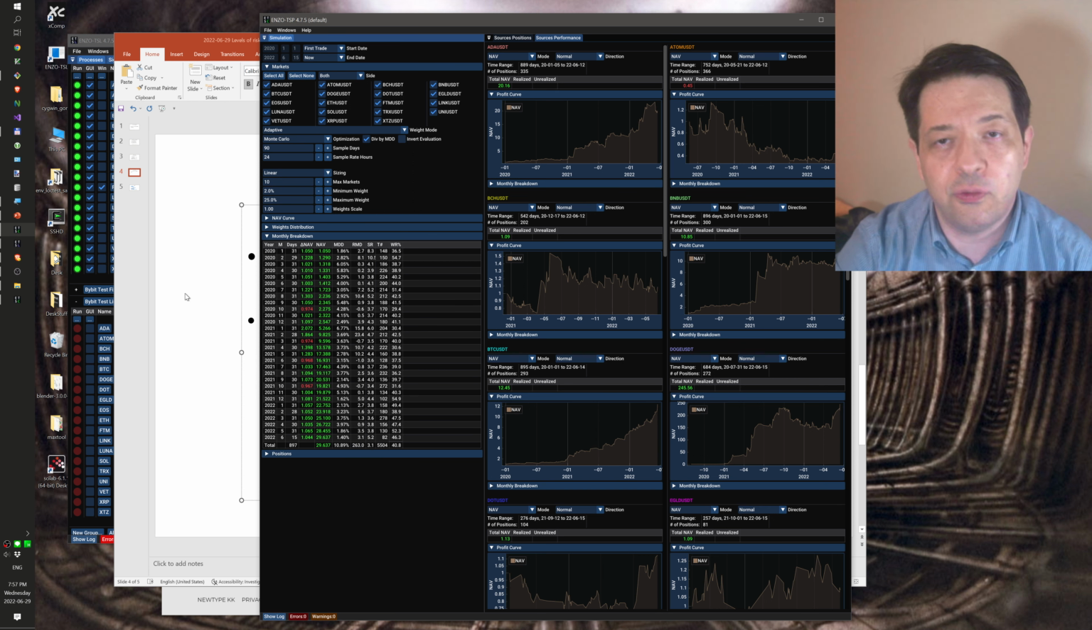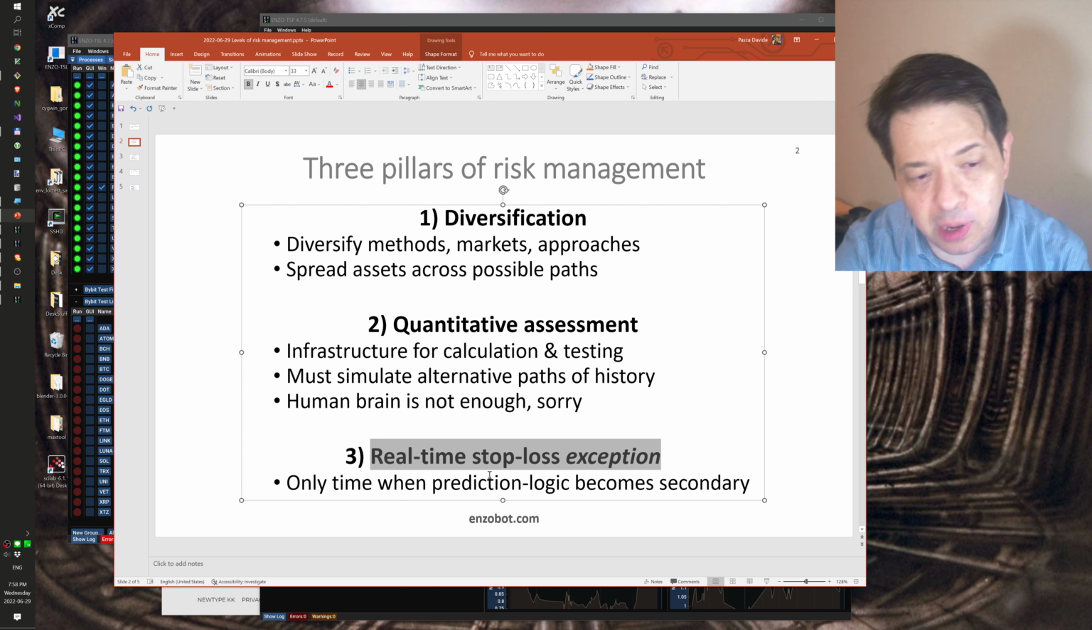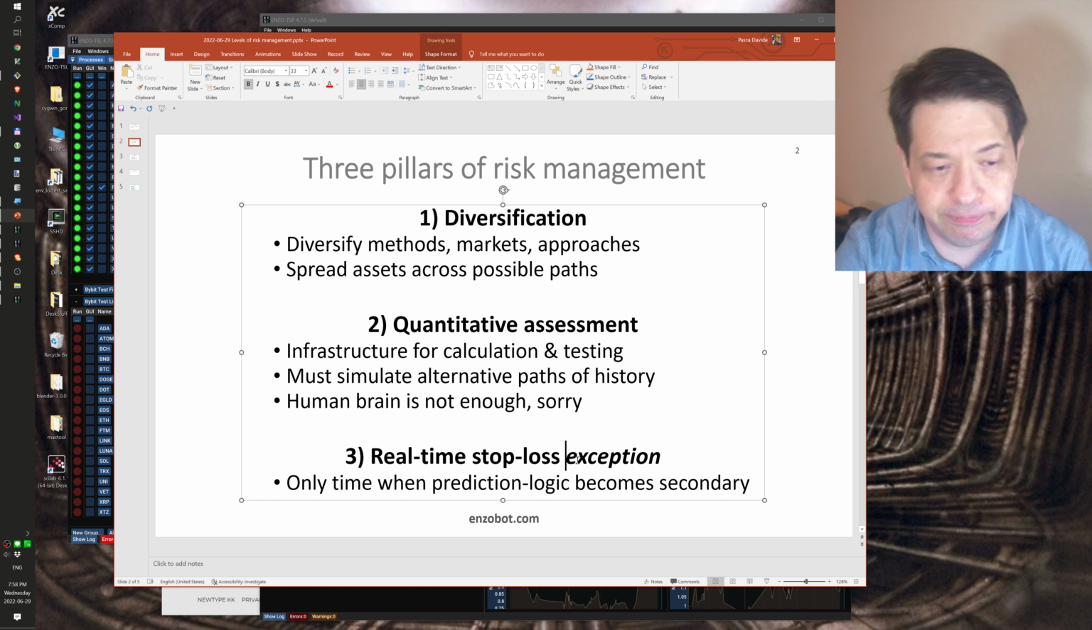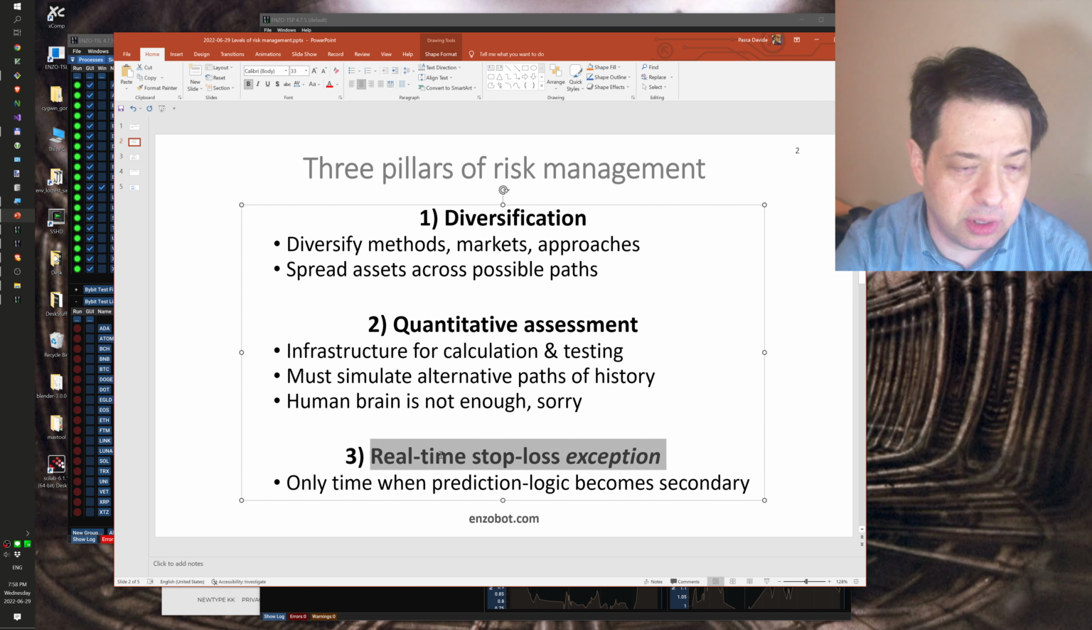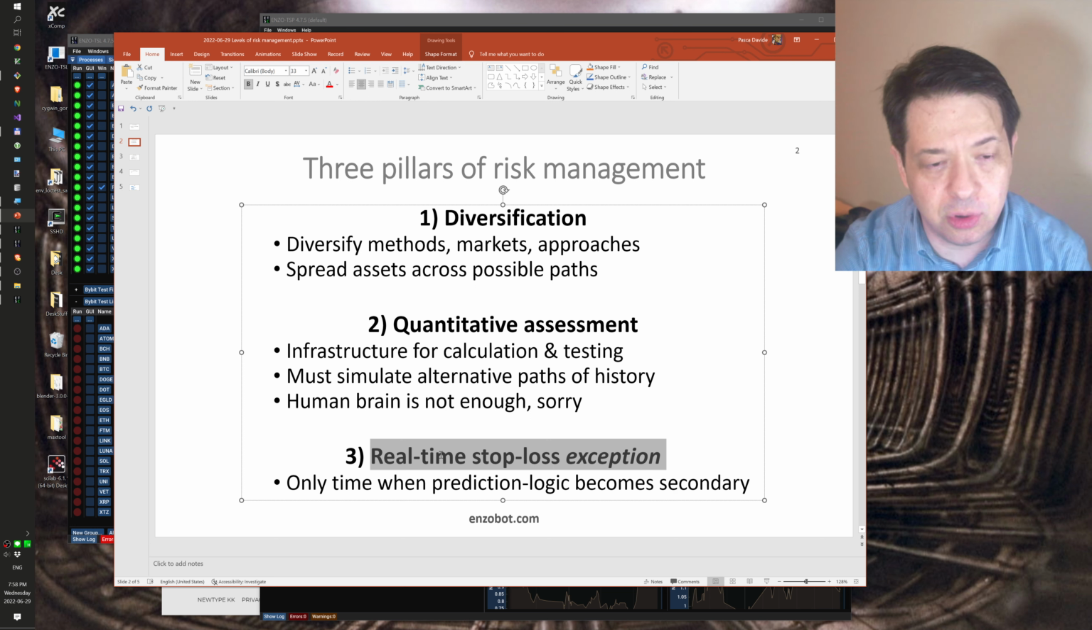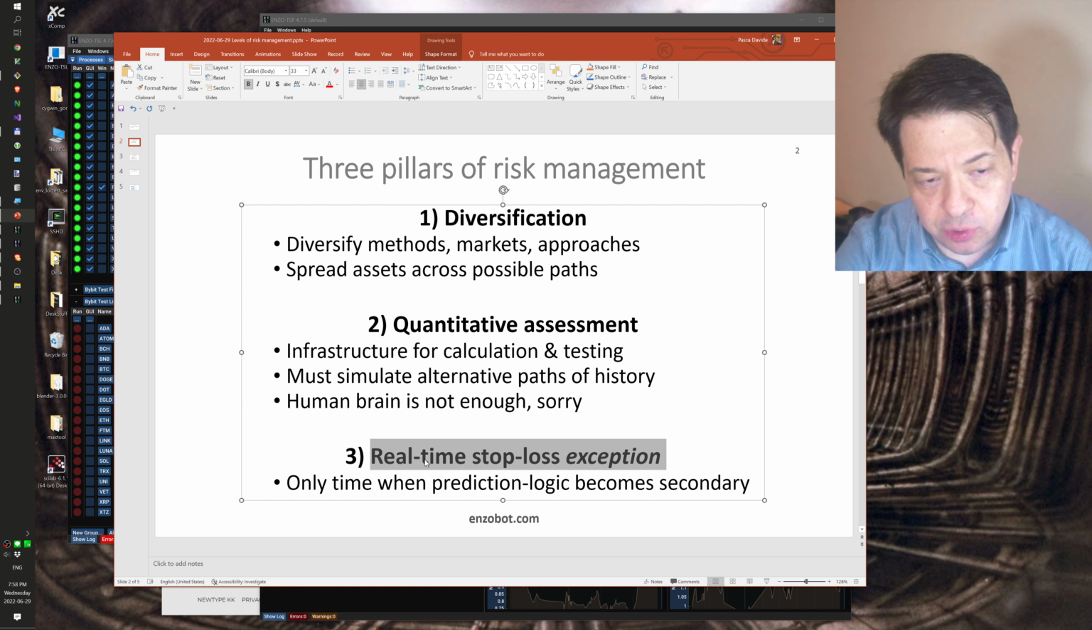And then of course a real-time stop loss. If you have a diversified portfolio but don't have a stop loss system, when the stock market and crypto all crash together, you're going to crash with them, because diversification means nothing when that happens. Diversification is, I would say, a necessary pillar of risk management, but it's not enough.